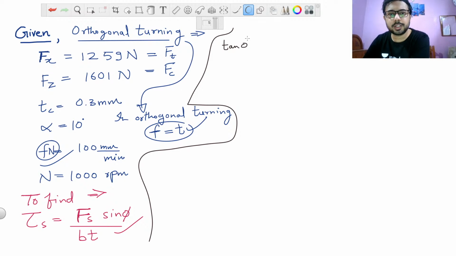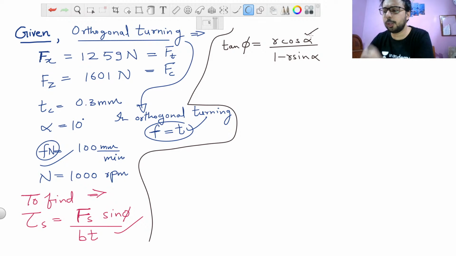equation, tan phi, and this equation is very important, so you have to remember it. This is one of the most important equations in the whole GATE examination. Here we have the value of alpha, that is the rake angle, not phi, and we can calculate r here, and after that we can calculate phi.